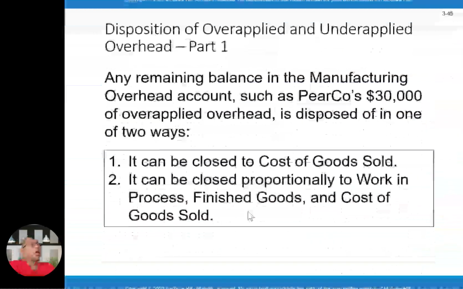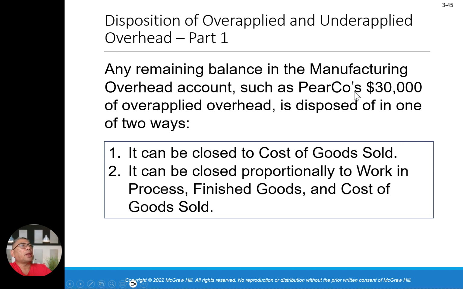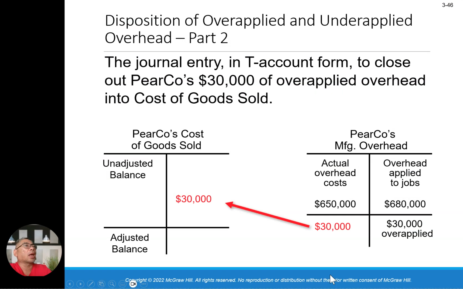Okay. Any remaining balance of manufacturing overhead cost, such as PeerCo's 30,000 of overhead, is disposed of in one of two ways. It can be closed to CGS, or it can be closed proportionally to work in process. So there's an overhead over-applied. Two ways you can do it: number one, by closing to the cost of goods sold, CGS, or it can be closed proportionally to work in process, finished goods, or CGS. So how are you going to look at the T account? This is how you do it. Okay, cost of goods sold 30 here, overhead there.